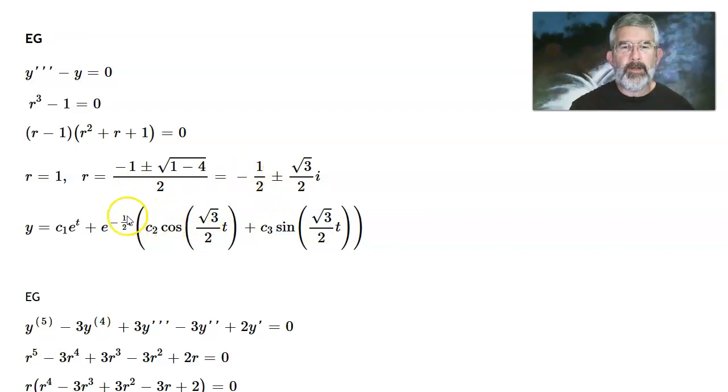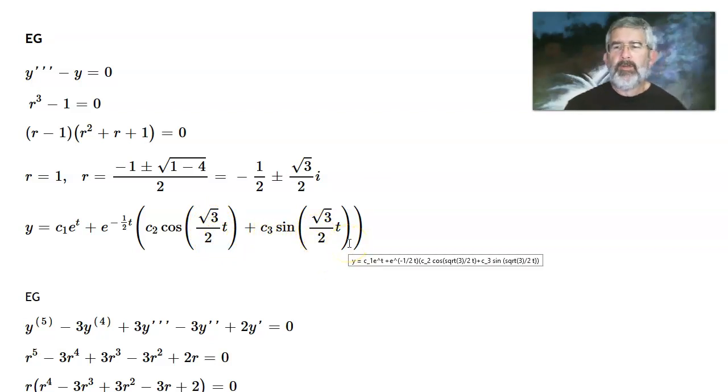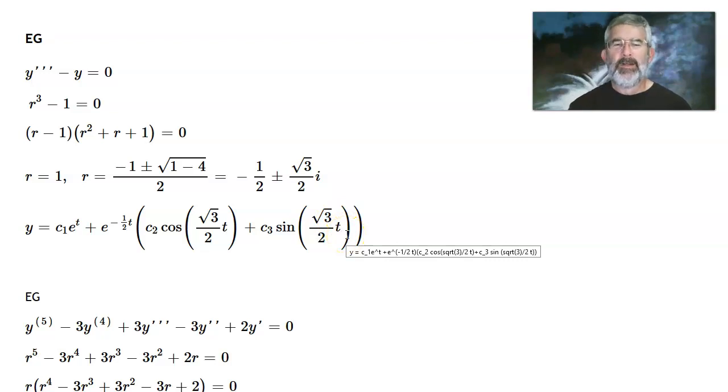So the real part here becomes the coefficient up there, e to the minus a half t, and then times the quantity c2 cos radical 3 over 2 t plus c3 sine radical 3 over 2 t. So I have to admit that I'm a little disappointed that the 2 other solutions are not simple functions. I mean, they're decaying harmonic motion, right? They're e to the minus a half t cosine radical 3 over 2 t and e to the minus half t sine radical 3 over 2 t. It's like, this seemed kind of weird.